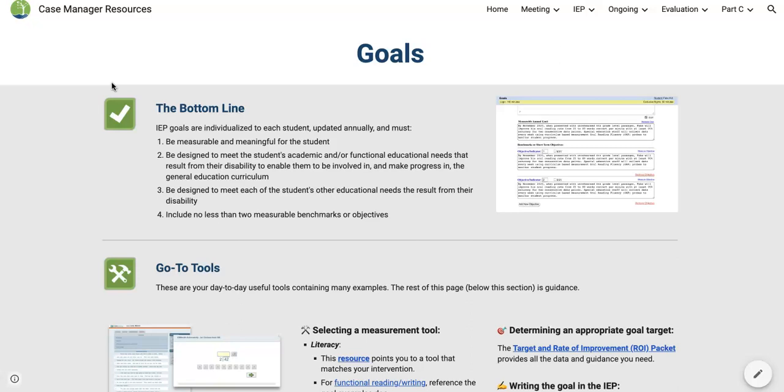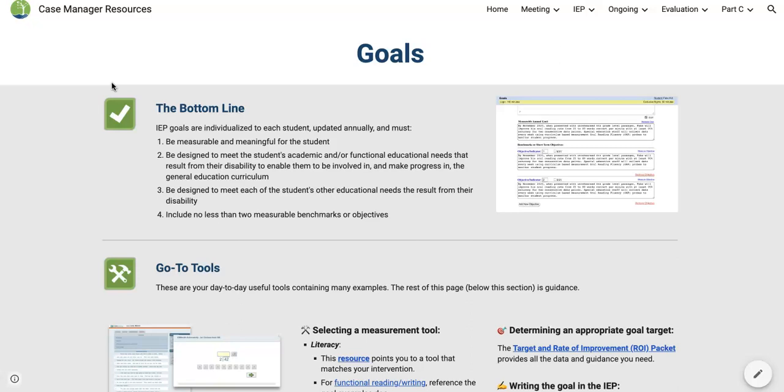And so the bottom line, as you can see here, is that the goals need to be individualized for each student. They need to be updated each year, at least one each year, and they also need to be measurable and meaningful. They need to be designed to meet the student's needs that result from their disability, and they need to be designed to meet other educational needs, and they also need to have 2 measurable benchmarks or objectives. So that's what we have to do. So this resource here is designed to kind of give you more information on how exactly you accomplish that.